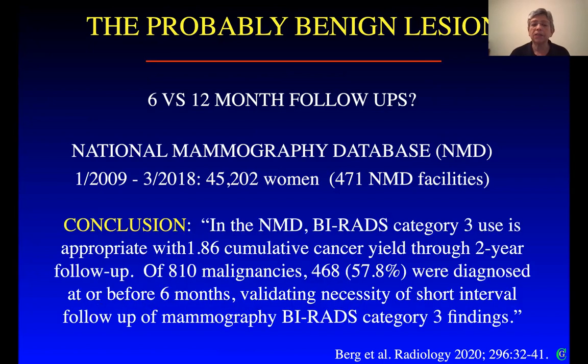So they, in essence, conclude that in the National Mammography Database, BI-RADS category 3 use is appropriate with 1.86 cumulative cancer yield through 2 years of follow-up. Of the 810 malignancies, 57.8% were diagnosed at or before 6 months, validating the necessity of short interval follow-up of mammography BI-RADS category 3 findings.